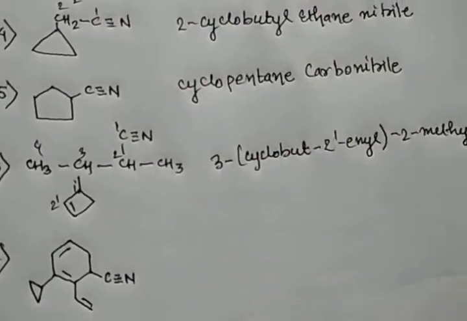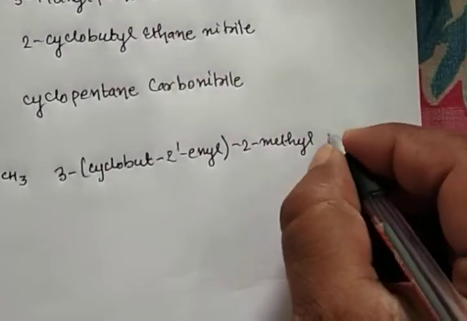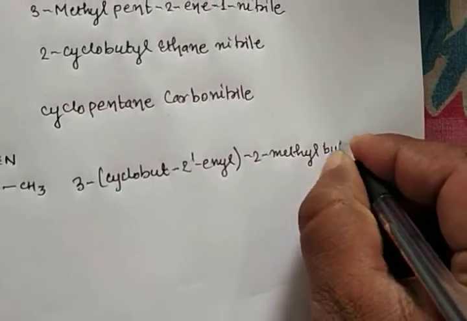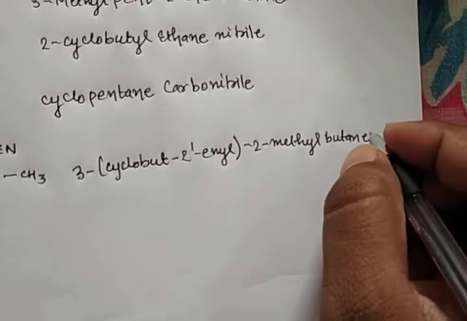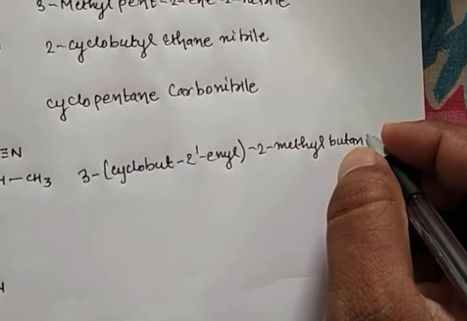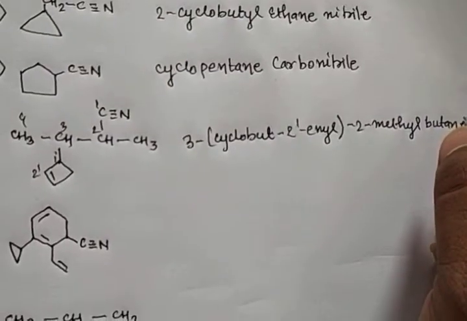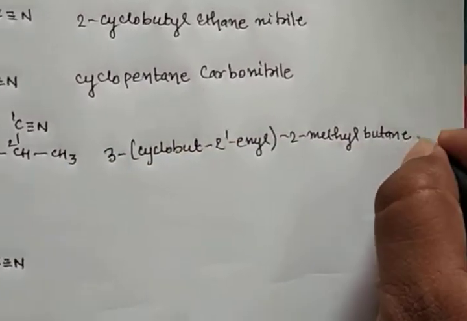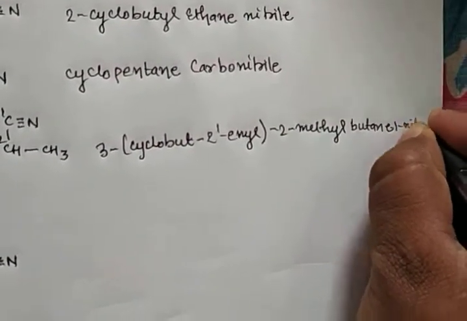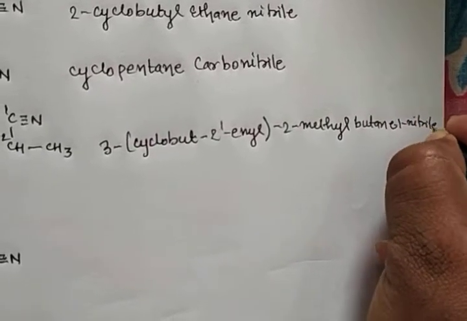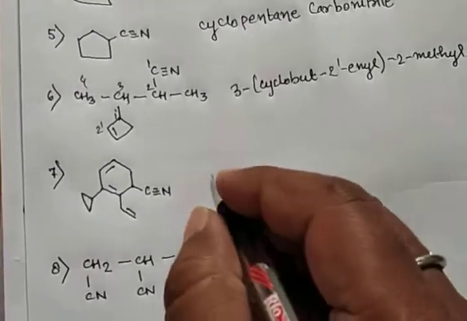And how many carbons in the main chain? There are 4 carbons, it means butane. And the position of the functional group is 1, butanenitrile. Clear? 100% clear? Okay.